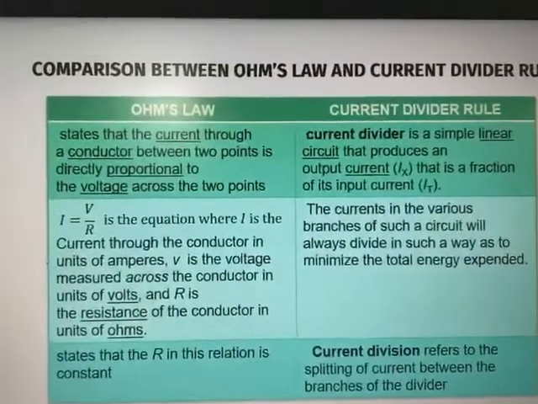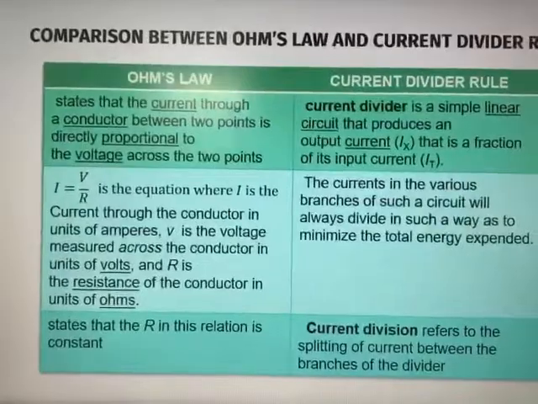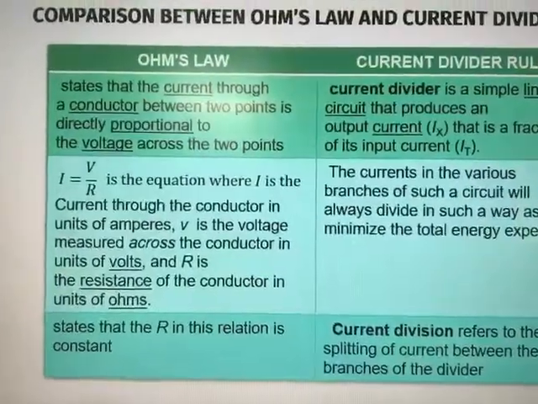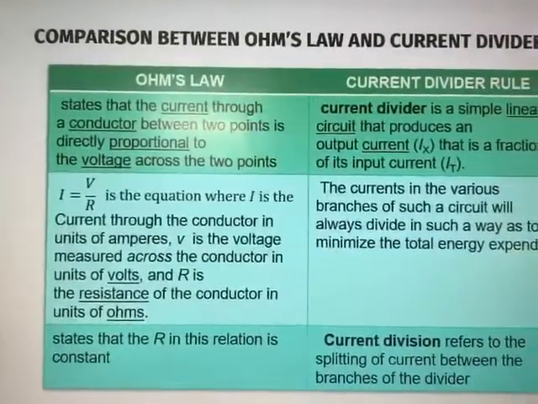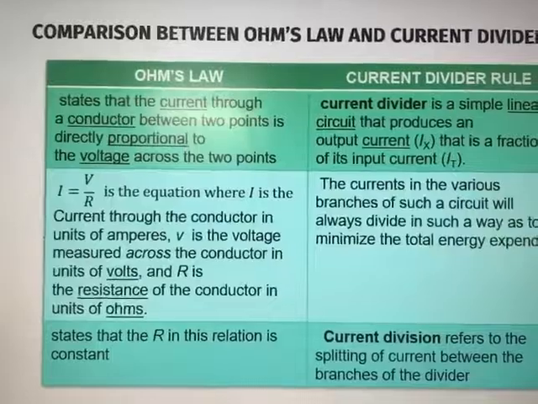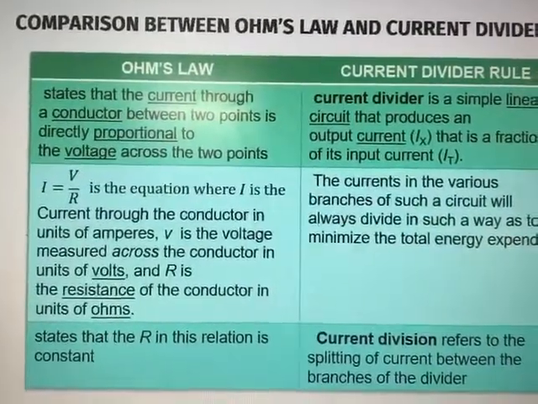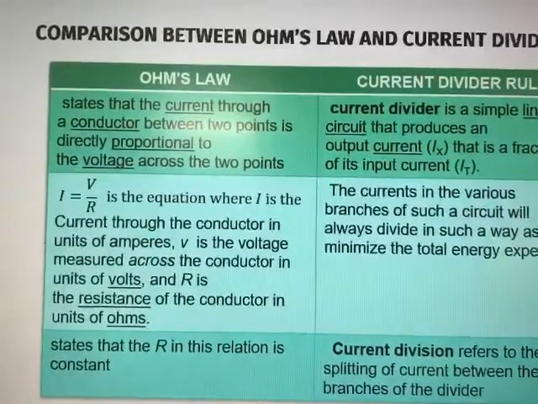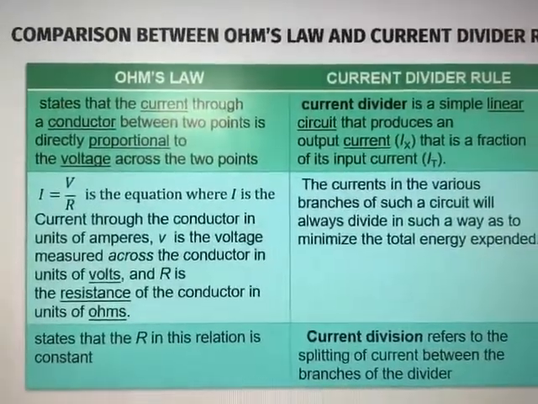Next is the comparison between Ohm's law and the current divider rule. Ohm's law states that the current through a conductor between 2 points is directly proportional to the voltage across the 2 points. The equation is I equals V over R, where I is the current through the conductor, V is the voltage measured across the conductor, and R is the resistance of the conductor. Ohm's law states that R in this relation is constant.